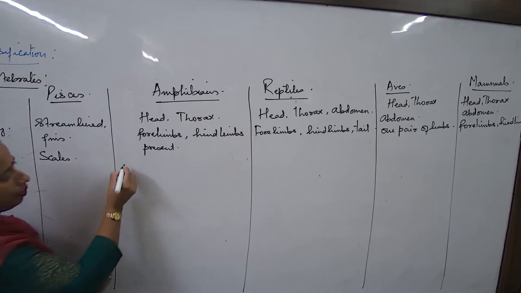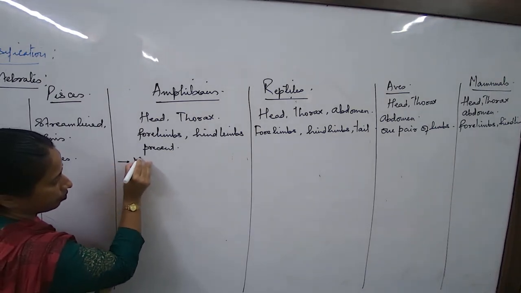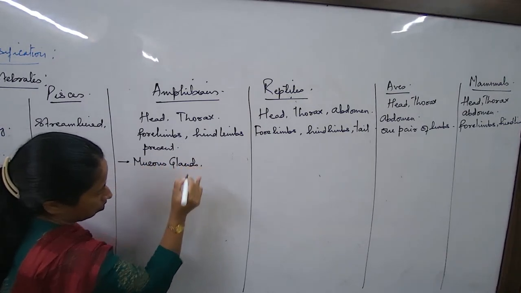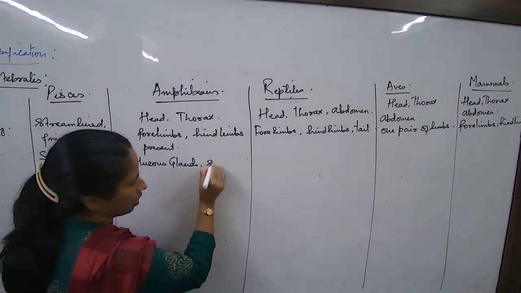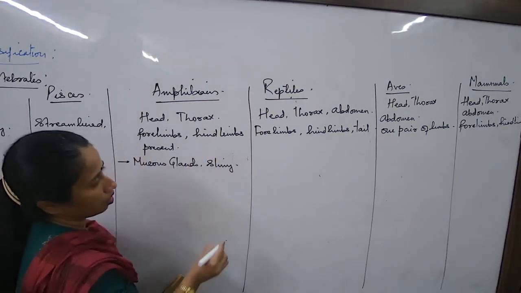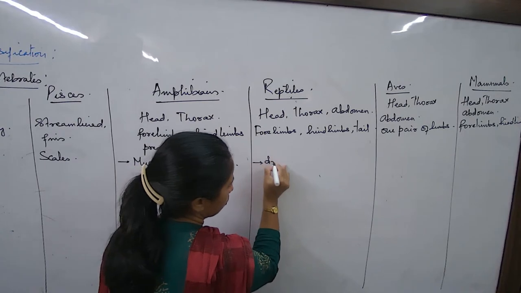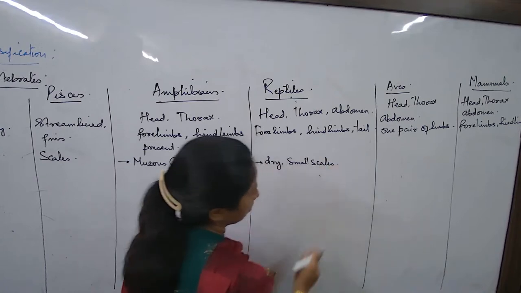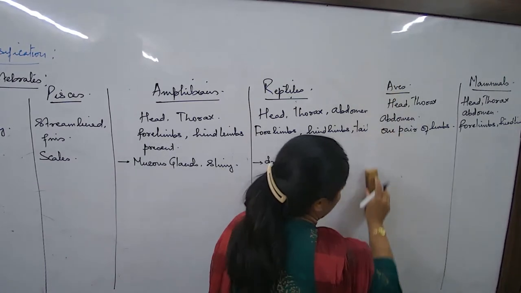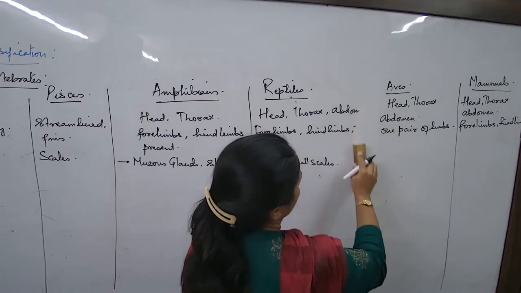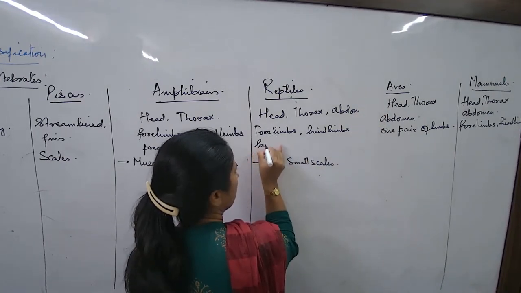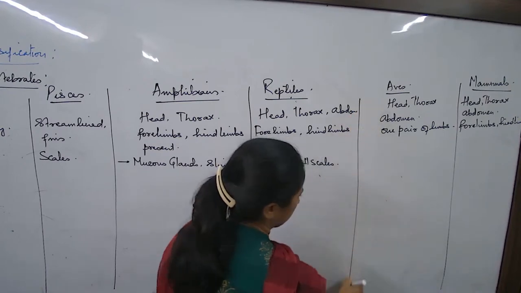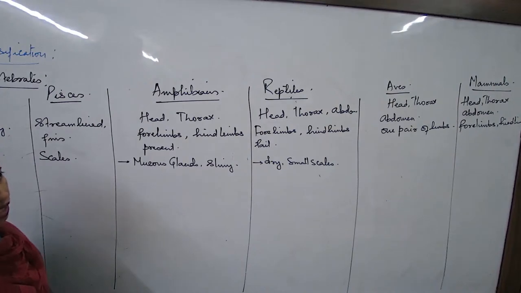What about amphibians? Mucus glands, and skin is slimy. Reptiles, skin is dry. Small scales present.